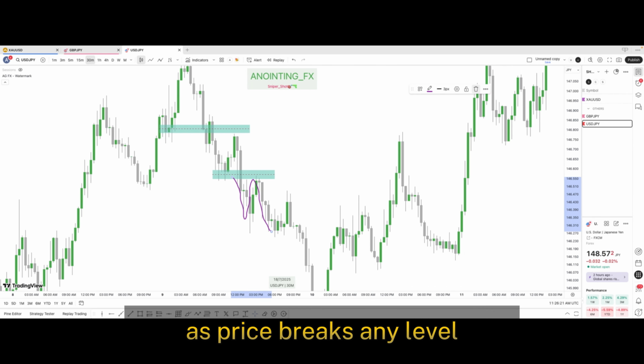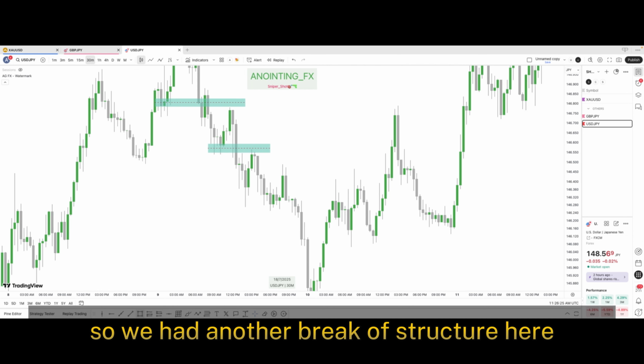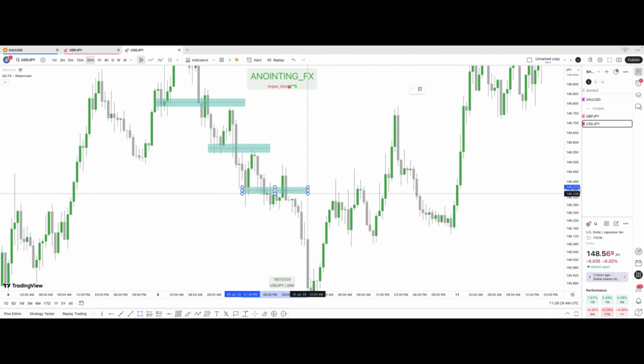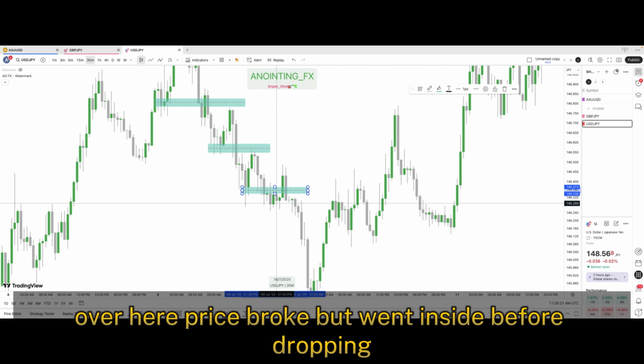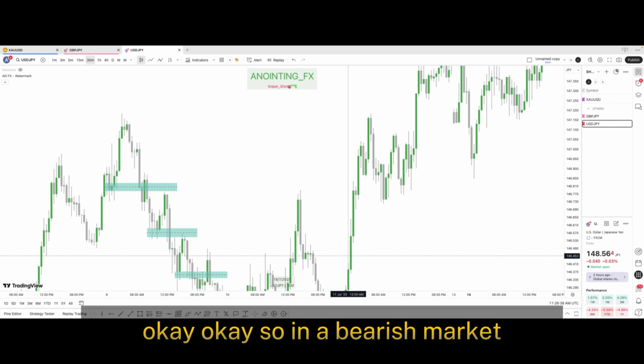As price breaks any level, you just mark out the level. So we had another break of structure here. Over here, price broke but went inside before dropping, so that's not a very good example. Let's look for more examples.